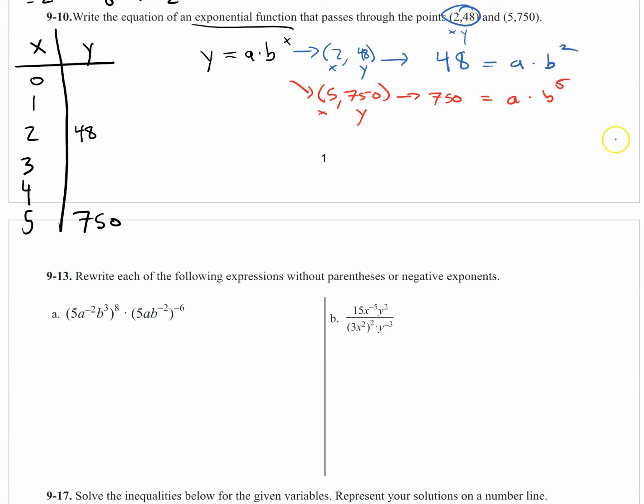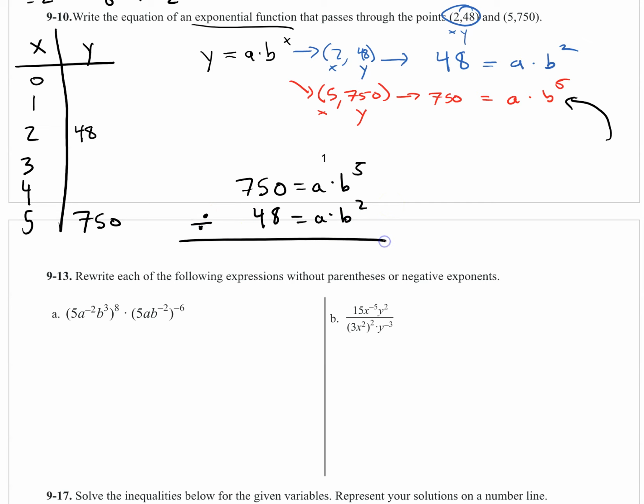Okay, so I'm going to use the shortcut, and the shortcut says we need to choose the higher power of b, b to the power 5. So I'm going to write that equation on top. I'm going to write the equation with the lower power of b below. The trick is, once I have written them in this order, I'm going to divide the two equations together. Starting with 750 divided by 48. I need a calculator for that one.